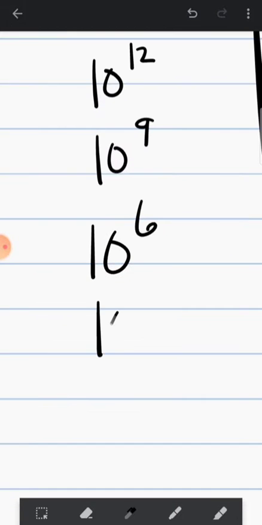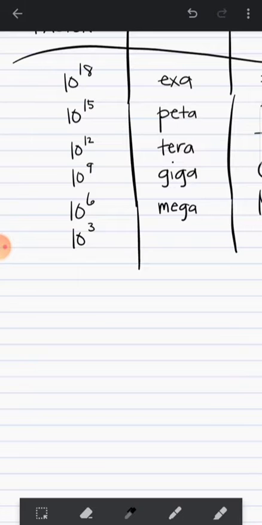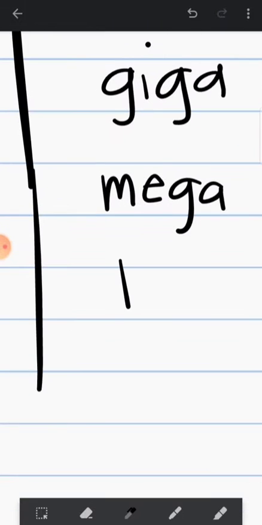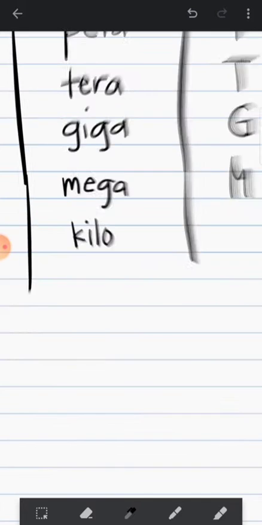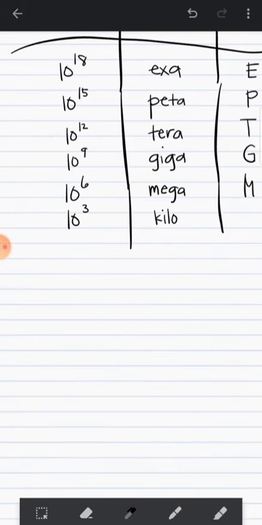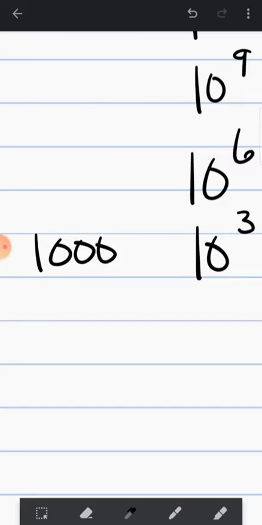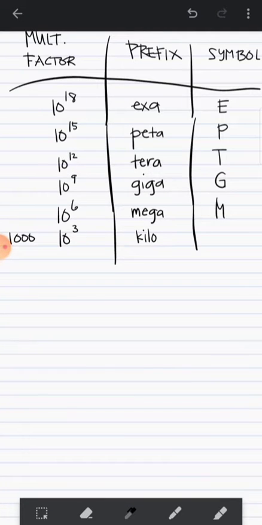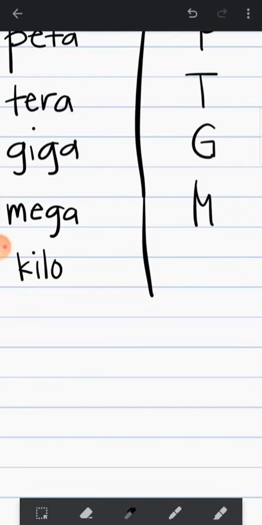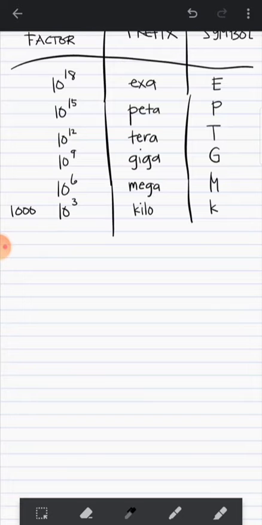And then if you see 10 to the 3, that simply means kilo. So 1 kilo is equal to 10 to the 3. Or if you expand 10 to the 3, that's just 1,000. So if you say kilometer, that's 10 to the 3rd power meter, or 1,000 meters. So the symbol for kilo is small letter k.